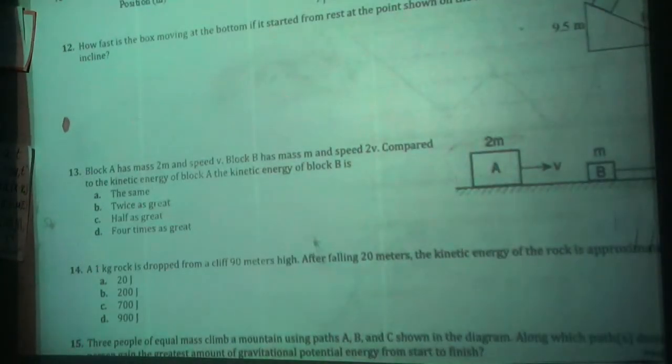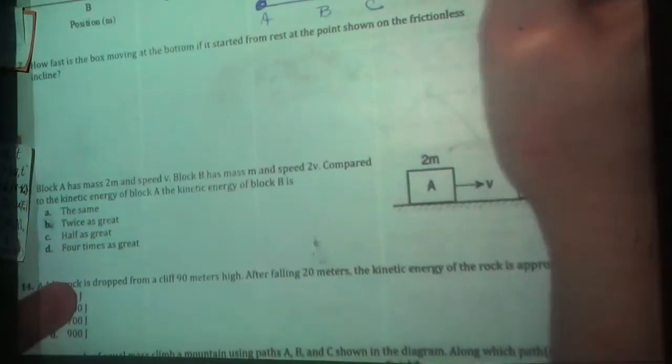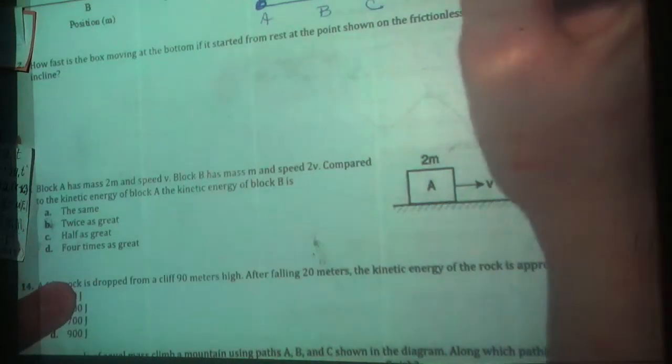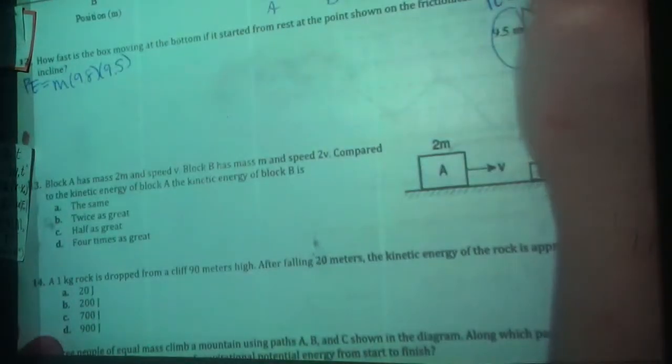How fast is the box moving at the bottom? If it starts from rest at the point shown, its kinetic energy is 0, so I'm starting with potential. My potential energy would be mass times 9.8 times the height, which is 9.5. Make sure you use the height, not this angled distance. Again, I don't have mass, and I don't have any way to find it, so we'll just leave it in terms of m. So that gives me 93.1 m.